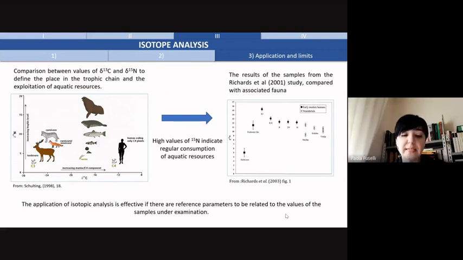the comparison between these relationships establishes a greater exploitation of a marine resource in the population of the Upper Paleolithic than in the Neanderthal one. Finally, the application of isotopic analysis is effective if the sample under examination can be compared with other values. In effect, the isotopic ratio is a relative value to be interpreted.